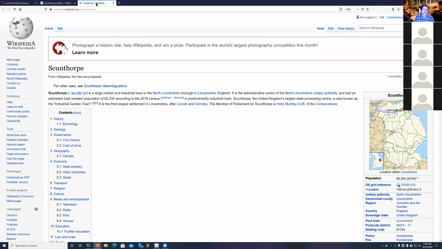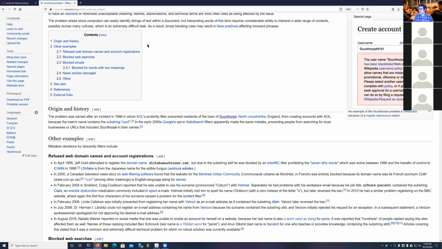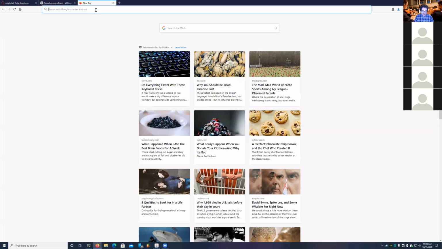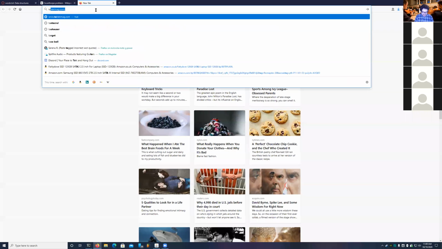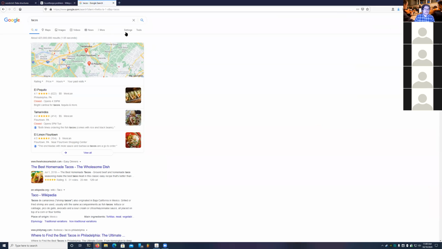Scunthorpe is a very nice town, but essentially the filter said, this substring inside this name is a dirty word, so we're not going to let you use it because the substring is an offensive word. So that made some issues. Google had this issue with SafeSearch, which prevented people from searching for local businesses. If you search for something on Google, let's go with tacos. Tacos are fairly harmless, right?